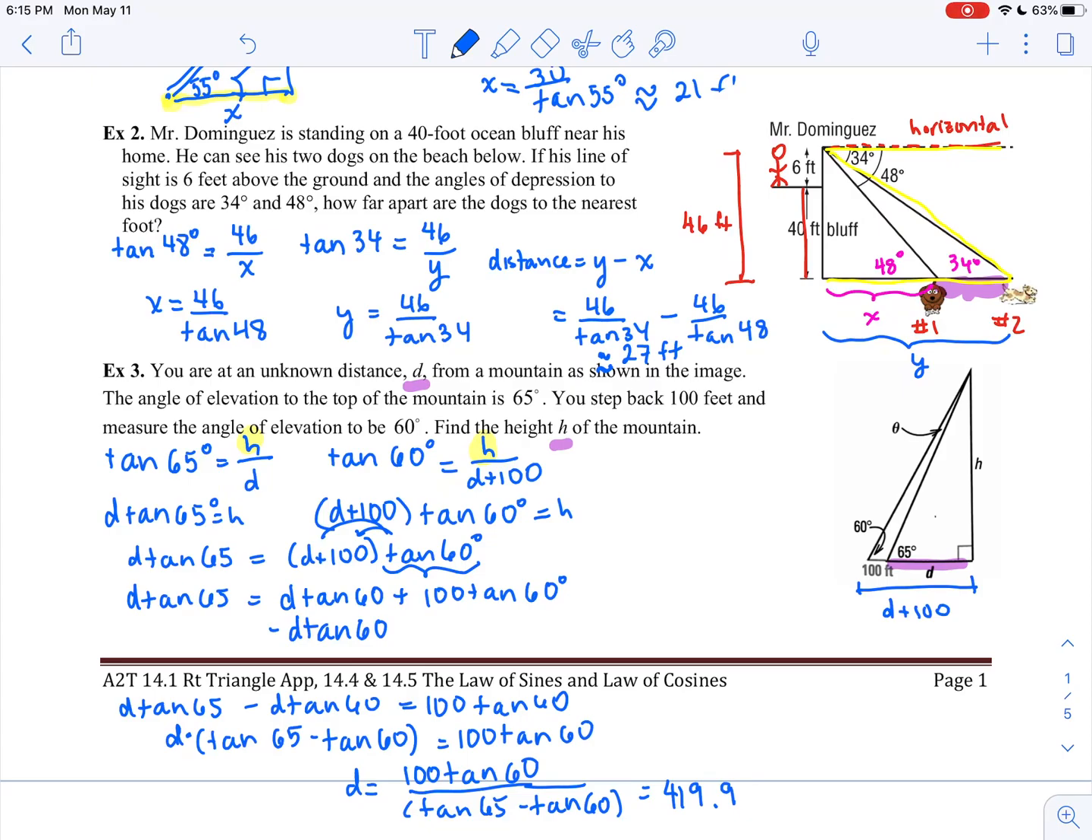So d is 419.9. However, they wanted the height of the mountain. So 419.9 is simply d. So what we do is we go to our expression, which if you can look at what I'm highlighting, there's an expression for finding h. And for finding h, we would take our d value and times it by tangent of 65. So let's write that in pink here. So as our final step, we know d tangent of 65 is equal to h. So we're going to take the value that we have here, plug it into here, and solve for h. So h should be approximately, if you entered it into your calculator, 901 feet.